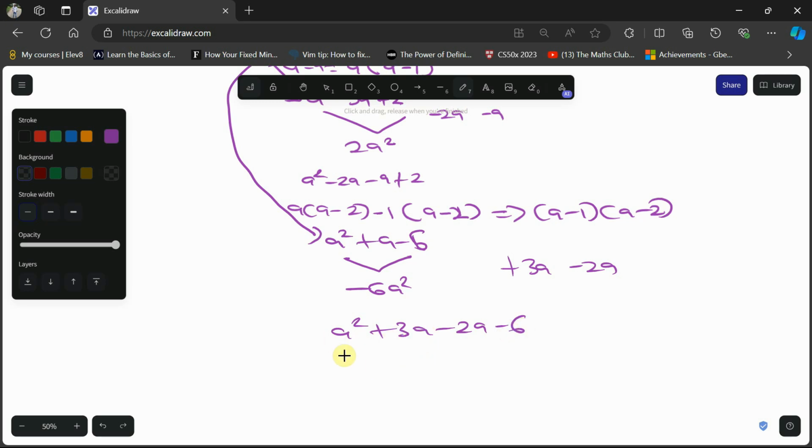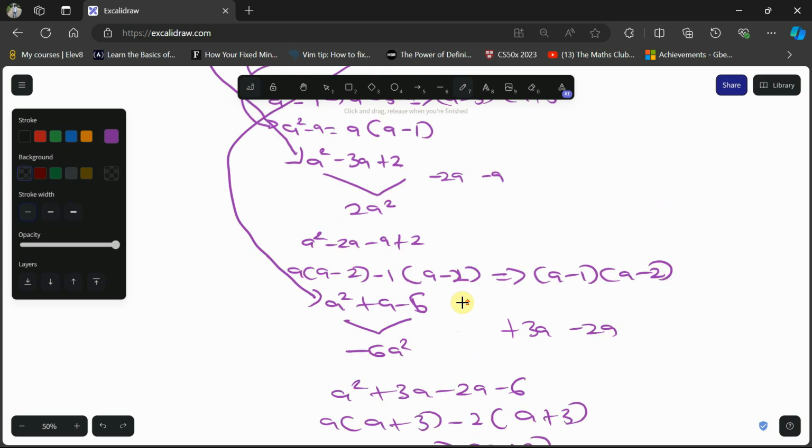So if I factor out a from this, will give me a plus 3. And because I want plus to be in the second one, I have to factor out minus 2 from this. This will be a plus 3. If I group, this will be a minus 2, this will be a plus 3. So I have the factorization of all of them. So it's just to replace.